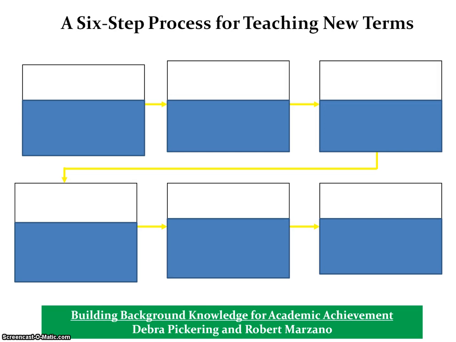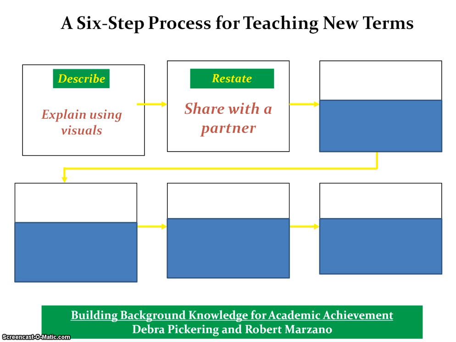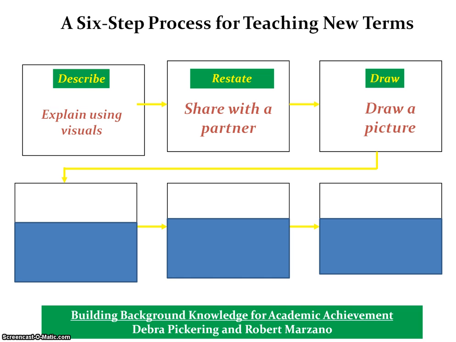The six-step process for teaching new terms involves Step 1, describe. The teacher provides a description, explanation, or example of the term. Step 2, restate. Students restate the description, explanation, or example using their own words. Step 3, draw. Students construct a picture, cartoon, symbolic representation, or even act out the term.